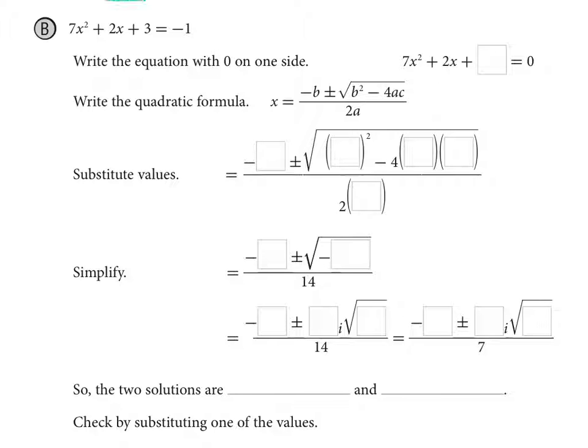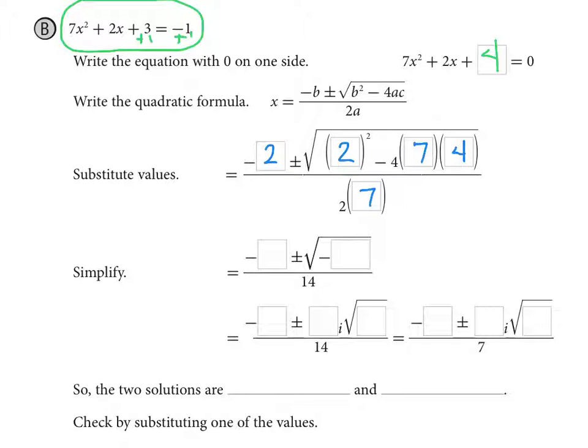All right, so here in the middle of the page, example B, we have our quadratic equation. Now we do need to make sure it is set equal to 0, so we're going to add 1 to both sides. That will give us 7x squared plus 2x plus 4 equals 0. All right, now let's carefully substitute in a, b, and c. So x equals negative b plus or minus the square root of b squared minus 4 times a times c, all divided by 2 times a.